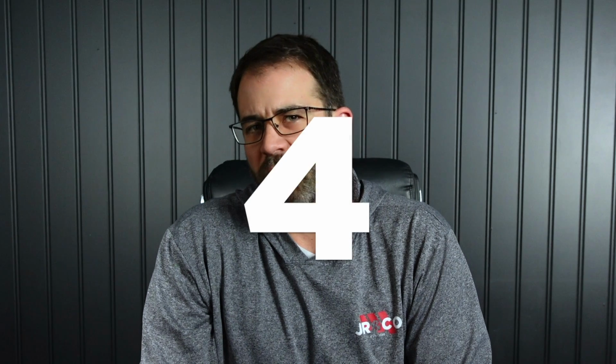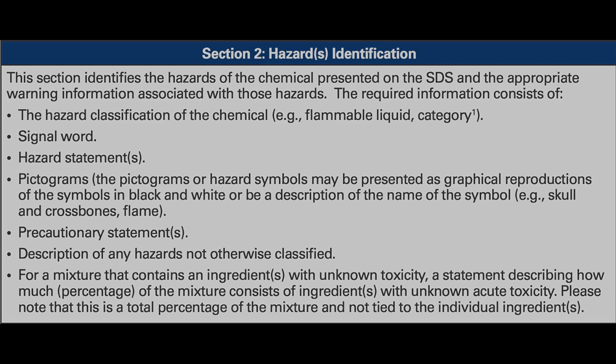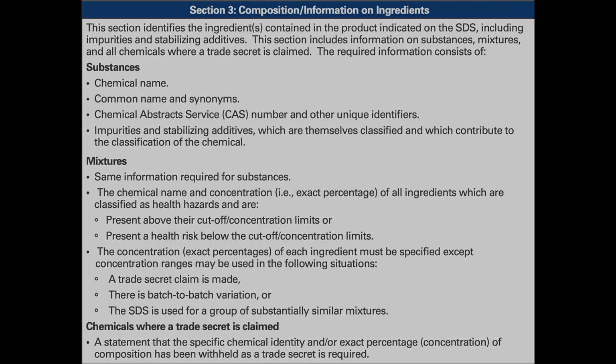Let's talk about the different sections in SDS, and then we'll talk about the most important sections. Those sections are 4, 5, 7, and 11. Section 1 identifies the chemicals on the SDS and recommended uses. Section 2 identifies the hazards of the chemical. Section 3 identifies the ingredients contained in the product identified on the SDS, including impurities and stabilizers.